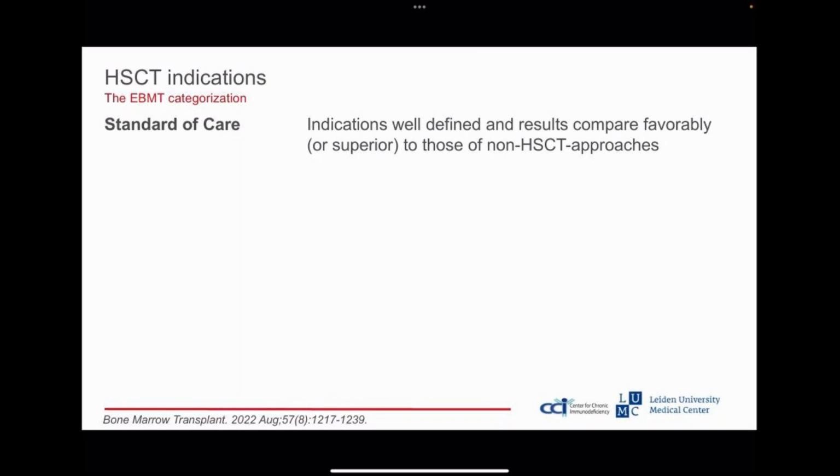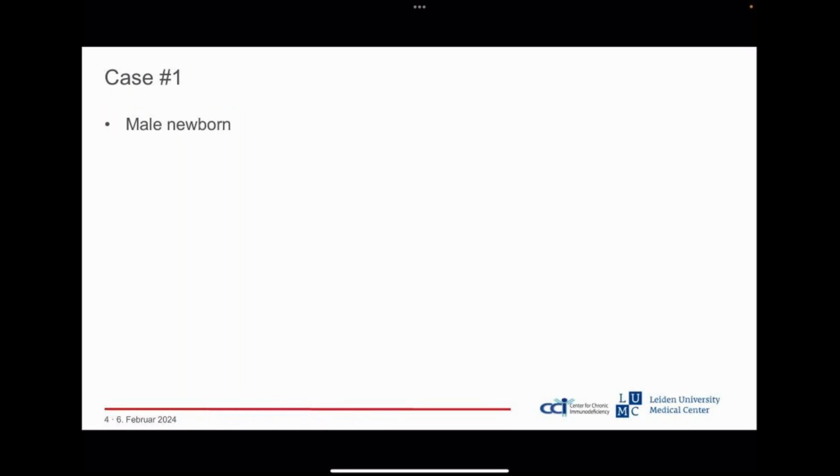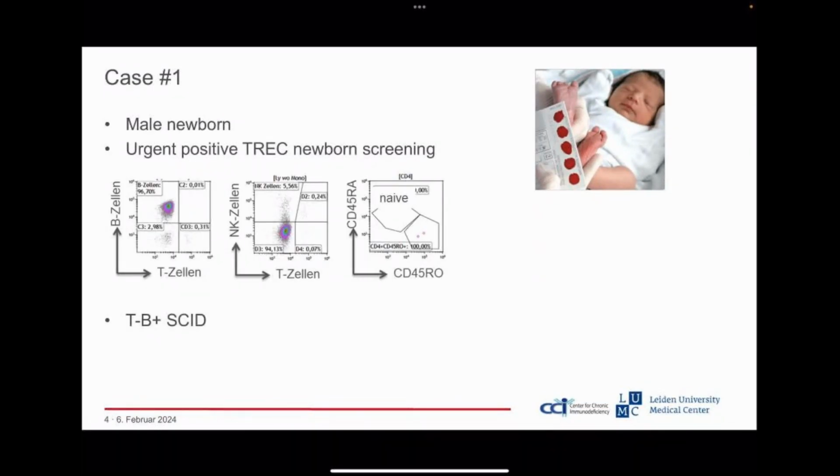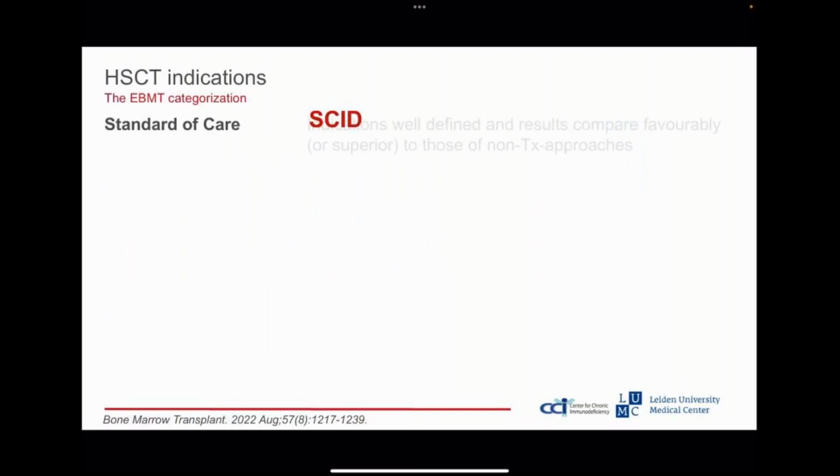And there's also some situations where this is very well defined and very clear in inborn errors of immunity. I will provide you with an example in the first case. So this is the history of a male newborn who had an urgent positive newborn screening, was then sent to confirmatory testing, and was identified to have a T-B+ SCID on the basis of a known pathological mutation in JAK3. I think we can all agree here that in this situation, transplantation is considered standard of care, even in a preemptive setting. Now, there are not too many situations where this is so clear.